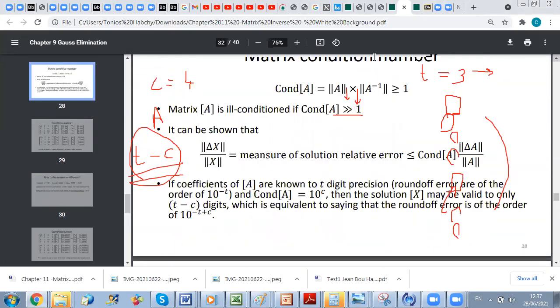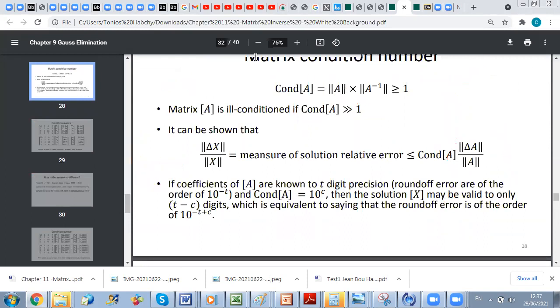If you go back to this slide, they said the measure of solution relative error can be smaller or equal. Equal is the worst scenario. So I have cases where it's smaller, but I can also have a worst case scenario where it's equal. So to be on the safe side, we try to reduce it as much as possible, if possible.